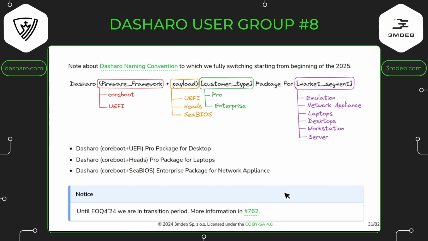For the last two, I essentially don't have much to say, so I don't present those roadmaps because they are empty right now. For example, we could say Dasharo coreboot plus UEFI Pro package for desktop. If it is for desktop, then we have some desktop platforms which are supported. We could replace desktop and say for MSI Z690A, for example, and the same with other examples here. If you want to know more about the naming convention and the changes regarding it, feel free to see issue 762 on Dasharo issues.